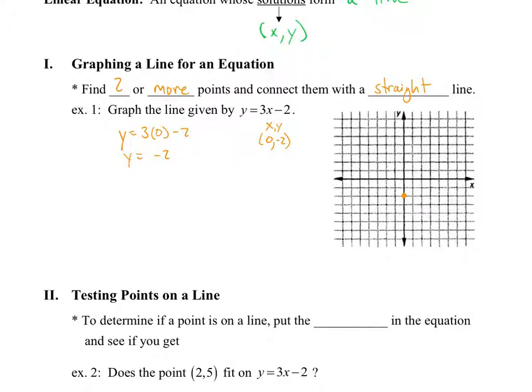So if we use 1, y equals 3 times 1 minus 2. 3 times 1 is 3, minus 2 is 1. So y equals 1. So we go 1 to the right and 1 up. So there's my second point. Then you'll get out your straight edge and connect them. We play connect the dots.